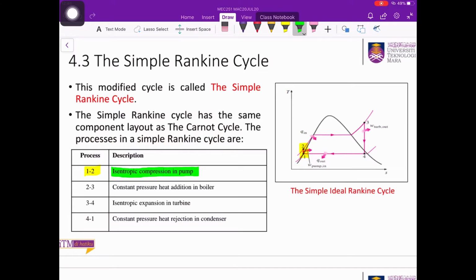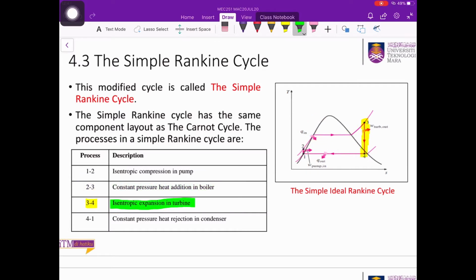There are 4 processes involved in a Simple Rankine Cycle. Isentropic compression in the pump for process 1 to 2. Note that the pump utilizes power during the operation. Therefore, for process 1 to 2, we're going to have the term W.in. For process 2 to 3, we're going to have constant pressure heat addition in the boiler, with the term Q.in.